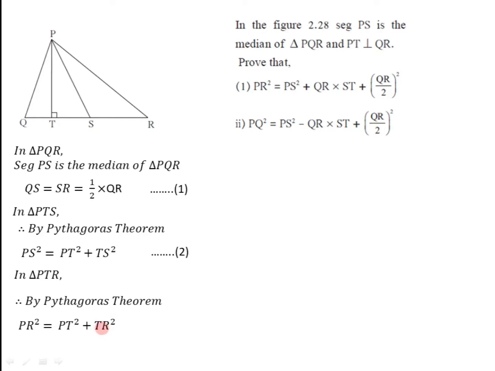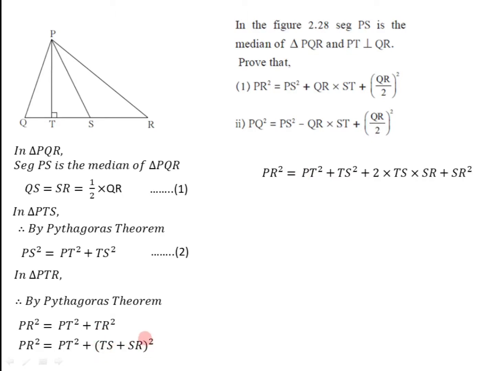Now instead of TR, we can write TS plus SR, because segment TR is made up of two smaller segments, TS and SR. So instead of this, we can write (TS plus SR) bracket square. So we have replaced here TR by TS plus SR. Now if we go on simplifying, we get the left hand side PR square as it is, that is equal to, first term is PT square plus, now this time (TS plus SR) bracket square is there.